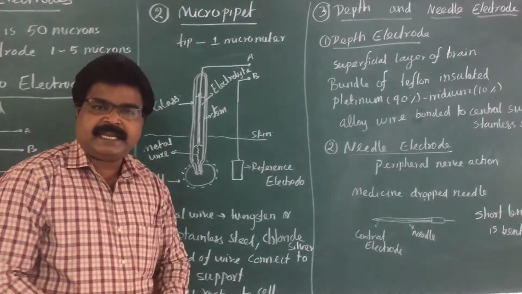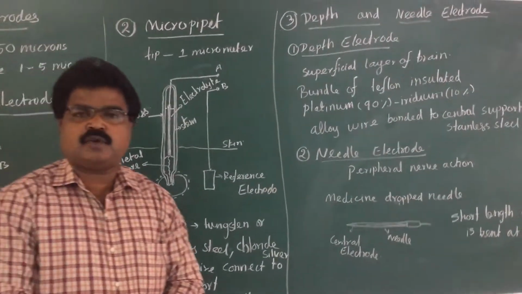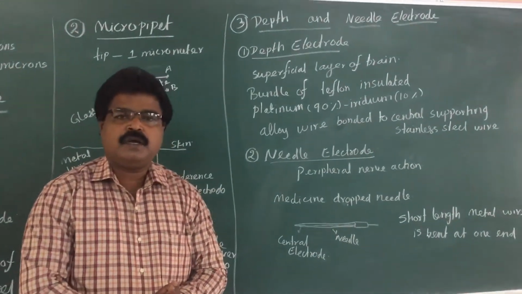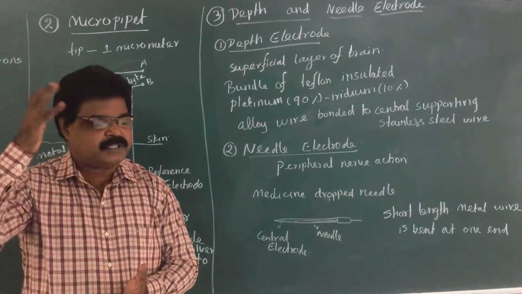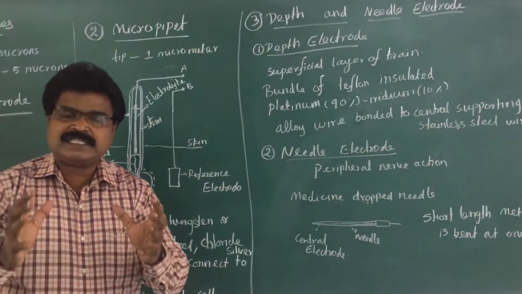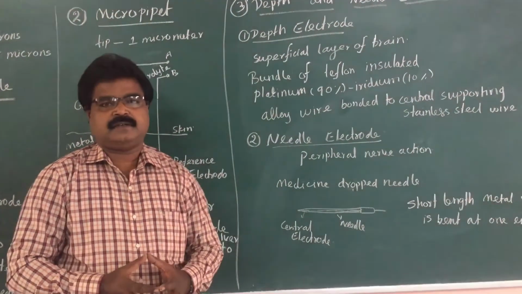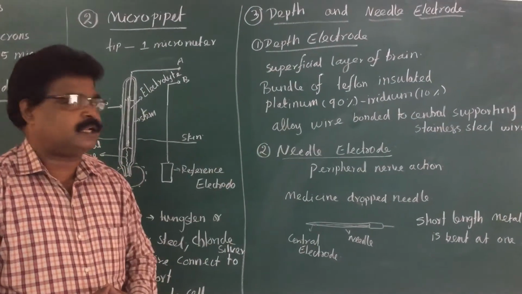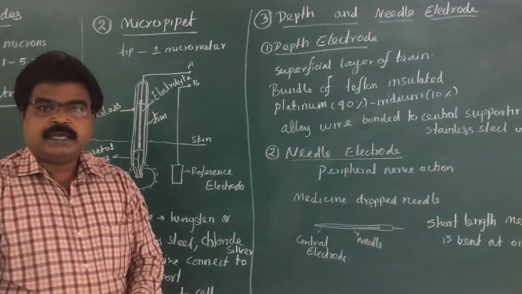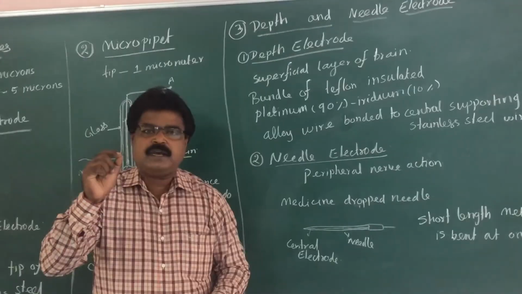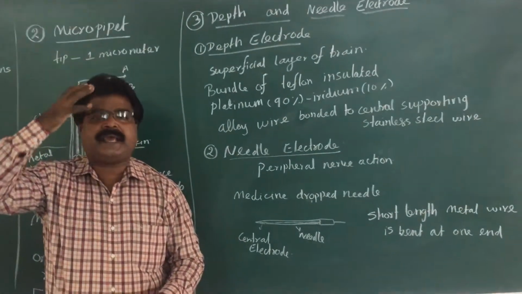Next one is the depth and needle electrode. The depth and needle electrode is used to pick up the signal from the superficial layer of the brain or some localized area of muscles. That's the purpose of the depth and needle electrode. First one is the depth electrode. It is used to pick up the signal from the superficial layer of the brain.